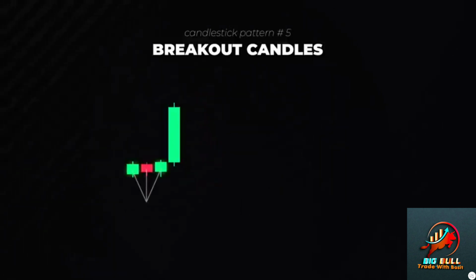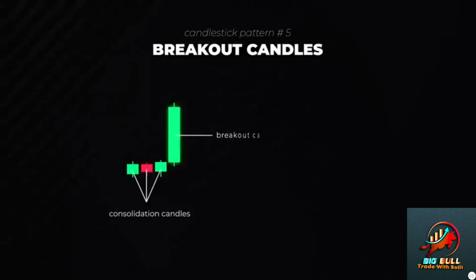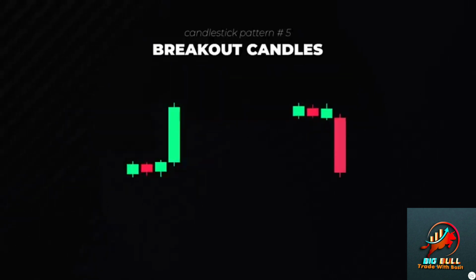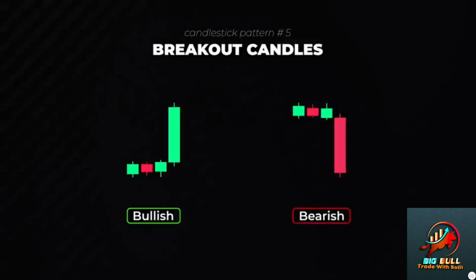In this setup, the series of small candles is called consolidation candles, and the large candle is known as the breakout candle. For this to be a valid pattern, there need to be at least 3 consolidation candles. However, the more consolidation candles there are, the higher the chance of a successful breakout. There are 2 types of breakout patterns: a bullish breakout pattern, where the breakout candle is green, and a bearish breakout pattern, where the breakout candle is red. Note that for both bullish and bearish patterns, the color of the consolidation candles is unimportant. What matters is that they're small in size.